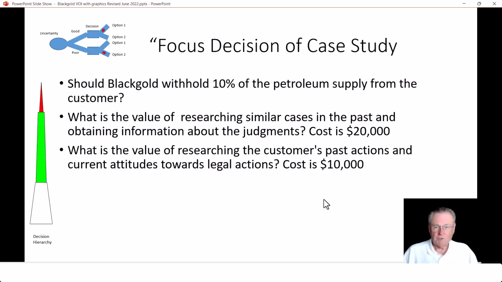So what are the focus decisions of this case study? Should Blackgold withhold 10% of the petroleum product from the customer? Was the value of researching similar cases in the past and obtaining information about the judgment? In other words, what do they typically award? The cost to do that research is $20,000. They can also research the customer. What is their propensity to sue? And that would cost $10,000. So is either one of those research studies worthwhile? That's the question.